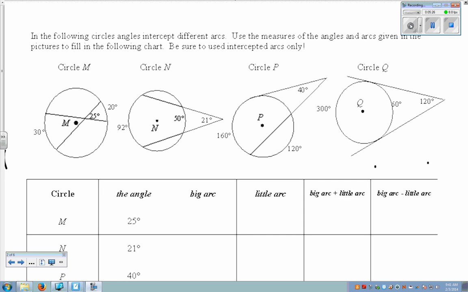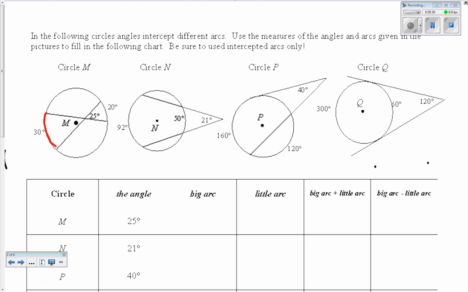All right, so let's fill in this chart. The big arc, take a look at your two arcs. Where these two lines cross, we're going to look at the intercepted arcs here and here. Because as we see our lines cross each other, they're forming those intercepted arcs. So in this example, the bigger arc is 30 degrees. The smaller arc is 20.